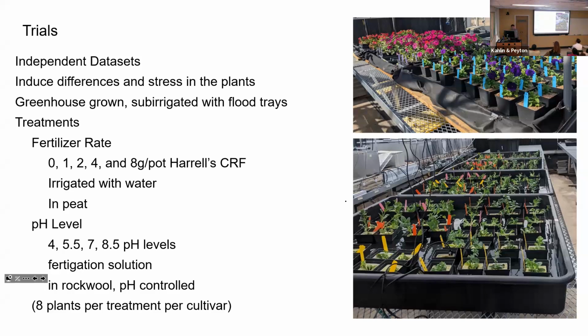in the plants. So all grown out in the greenhouse in these fun little flood trays, so they were sub-irrigated. And the first trial grew all the plants in peat and then applied different rates of Osmocote controlled release fertilizer to them between 0 and 8 grams per pot. And then the other trial that I ran was with different pH levels, and because it was such a nightmare getting the substrate to be a consistent pH level, we ended up just doing kind of a stabilized hydroponics method in rock wool and then irrigating with the desired pH fertigation solution. So for both these trials, I had 8 plants per treatment per cultivar.